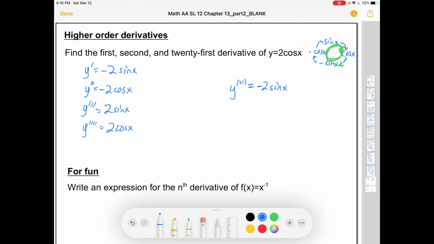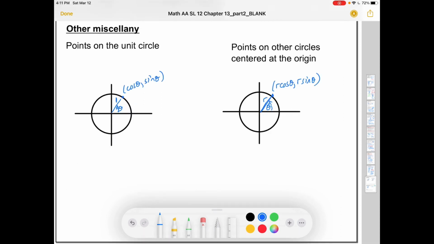And that takes us to the end of what I wanted to cover in this really short video on just a couple of issues: notation for higher order derivatives, and coordinates of a point that's on a circle with a radius r that's centered on the origin.